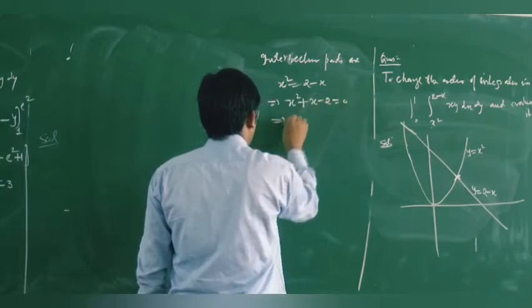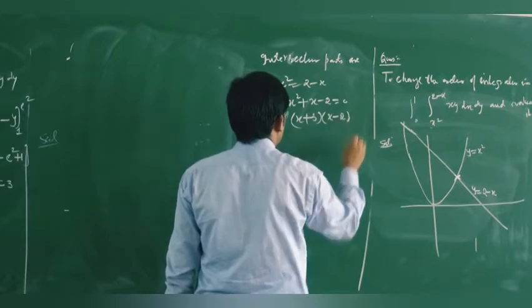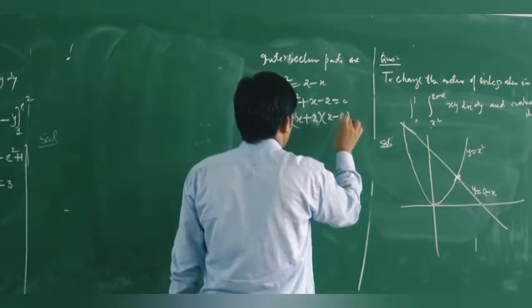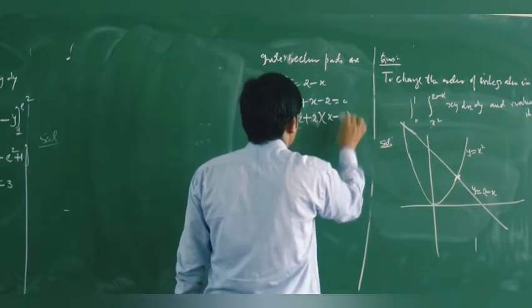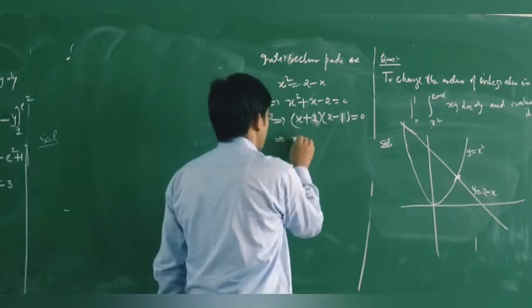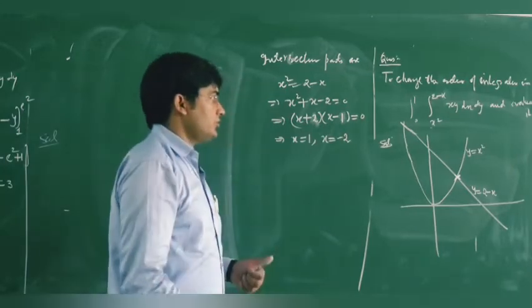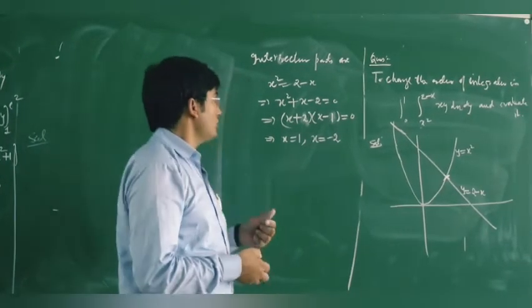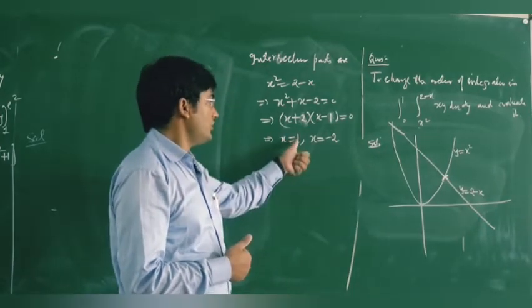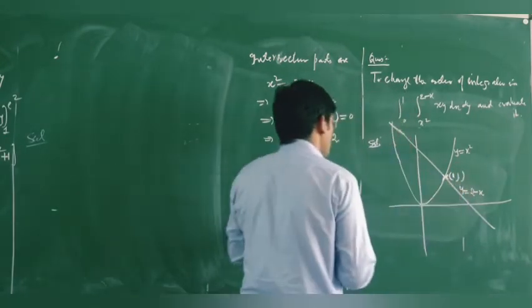So that means we have the factorized (x + 3)(x - 2). Now this will be your (x + 2)(x - 1) = 0. So from here you can see that our x is 1 and x equals -2. So that means your intersection points are, if your x is 1, then you can see that your y is 1. So we have the intersection point as (1, 1).